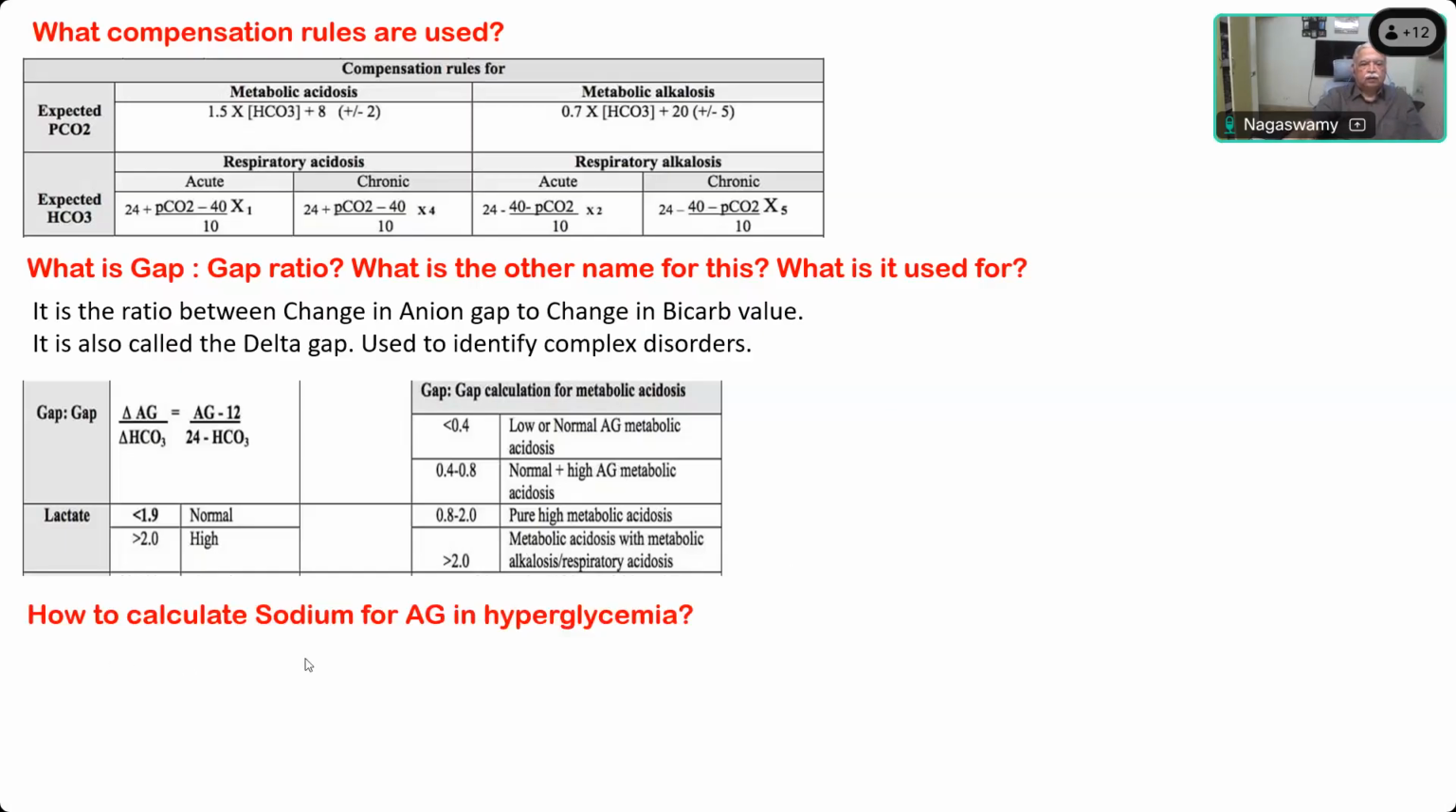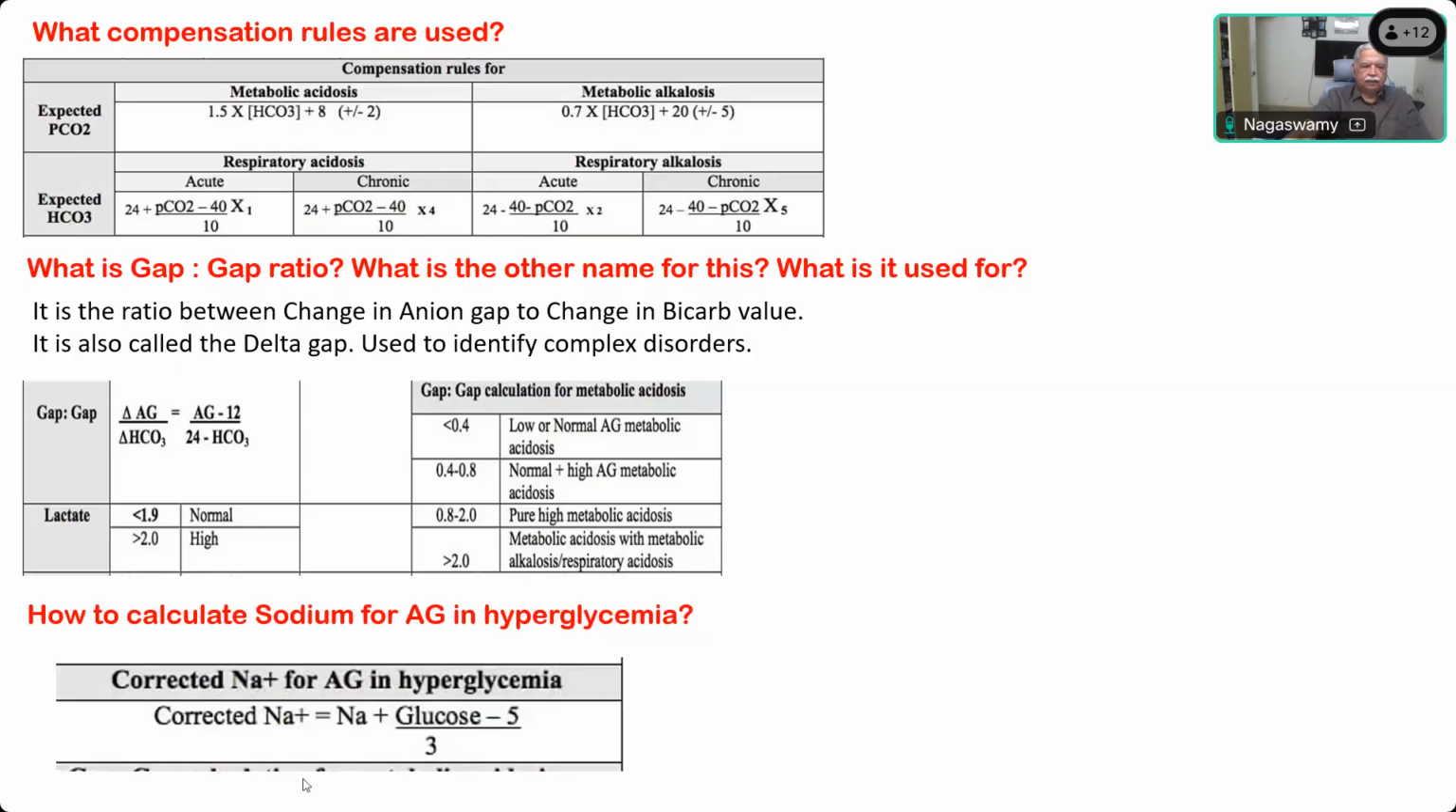How to calculate sodium for anion gap in hyperglycemia? Sodium values are likely to be abnormal in patients with hyperglycemia. So can you straight away take that value and calculate the anion gap, or do you have to calculate the corrected sodium value if there is a hyperglycemic state in diabetic ketoacidosis and other conditions? Corrected value has to be taken, sir, but I've forgotten how. So how to correct that? What is the corrected value? Corrected sodium for AG in hyperglycemia is sodium that is actually measured plus glucose minus 5/3. Okay, then only you get the corrected sodium value for that condition.